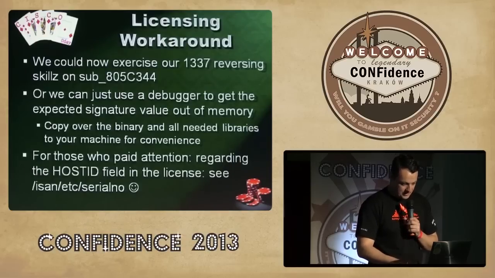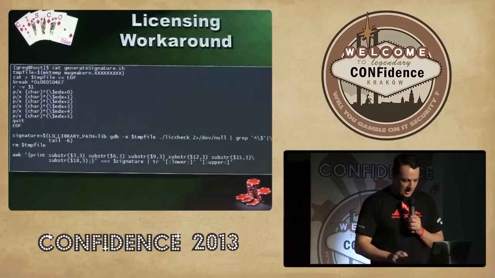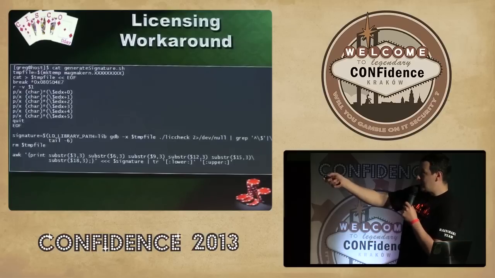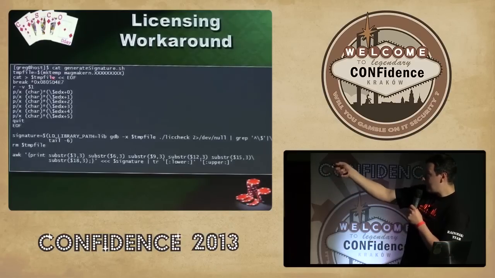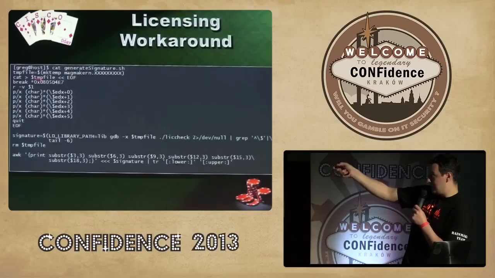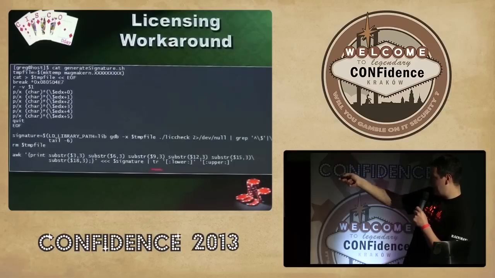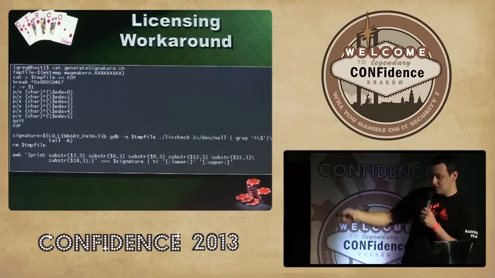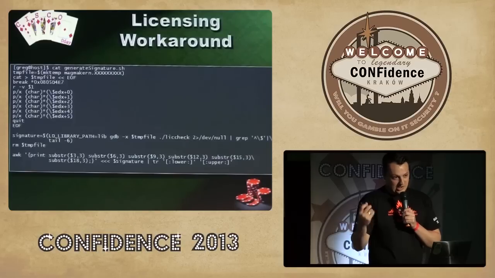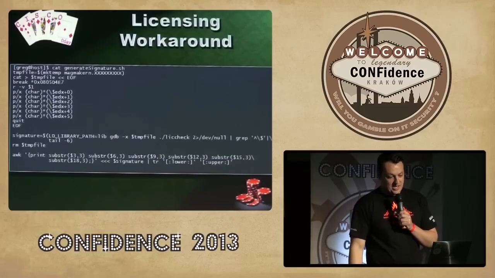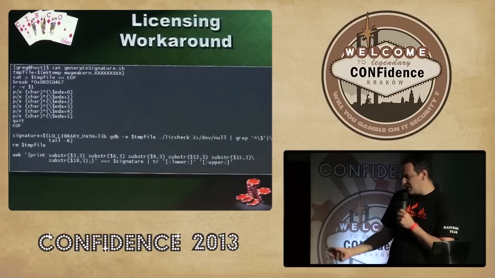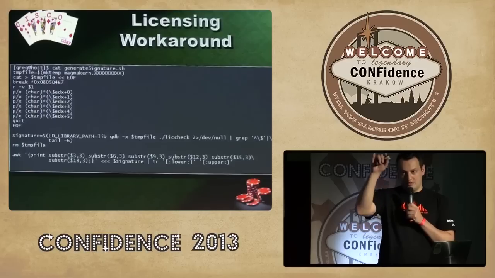So that's so much for the licensing. And here we see how you can actually do it. It's a simple GDB script. It basically breaks on that function, extracts the signature value from memory, uses some elite shell and AWK magic in order to convert it to the proper format, and there you go. That's the signature value you can just take, and that should be legal in most states because you're just observing what the program does.